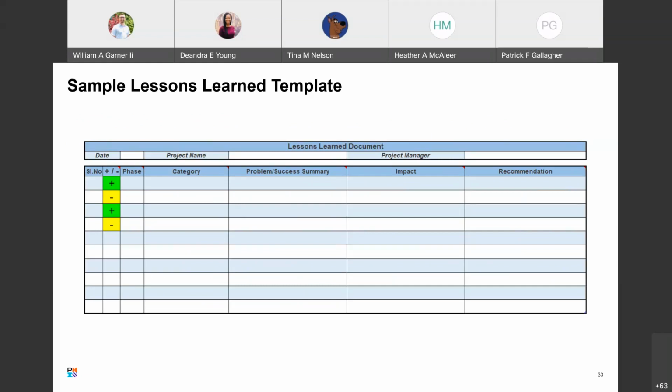Now, someone had just commented that they use something similar, not exactly this template from PMI, which is 100% okay. It's just a matter of at least having a formal process to do that.